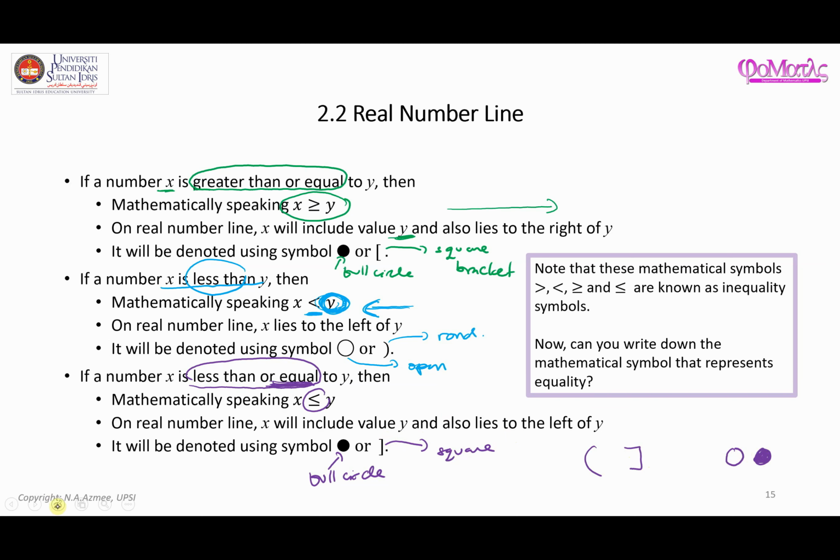As a simple note, all these symbols, greater than, less than, greater than or equal to, and less than or equal to, are known as inequality symbols because they are not exactly equal. I hope you are able to write down the mathematical symbol that represents equality. Equality is simple: it's the symbol you have already seen many times before. Something is equal to something else, and we use this symbol over here.